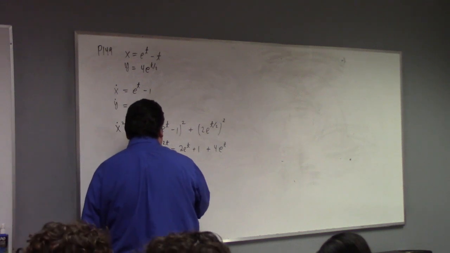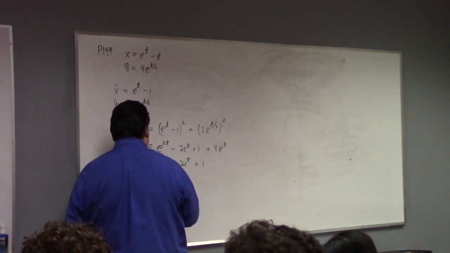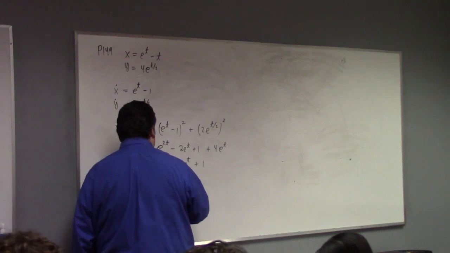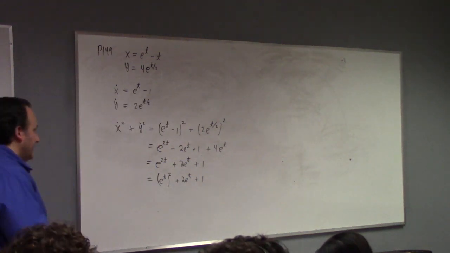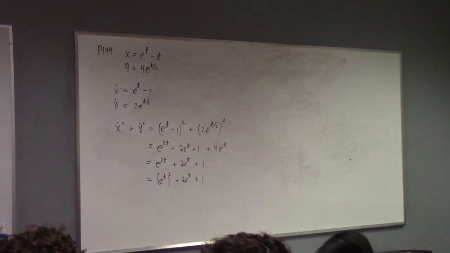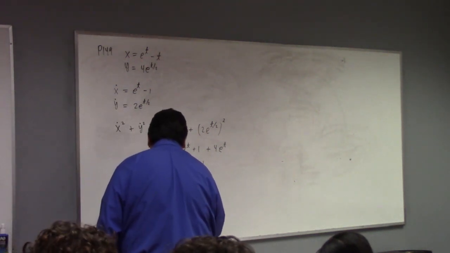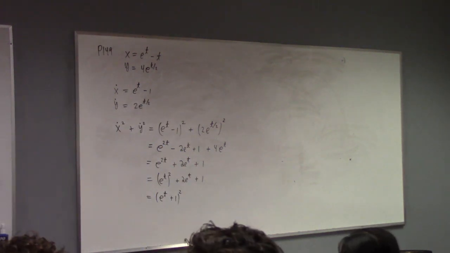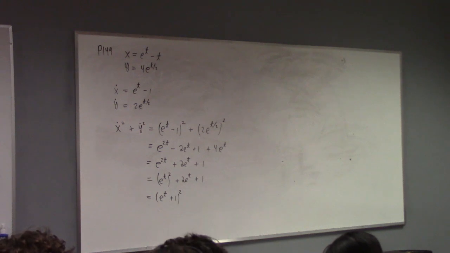So that gives you e to the 2t plus 2 e to the t plus 1, which you can write as e to the t squared plus 2 e to the t plus 1, which is e to the t plus 1 quantity squared. So when you feed that to the square root, you just have to integrate e to the t plus 1. So yeah, that one's not bad. You just have to stick with the algebra there.